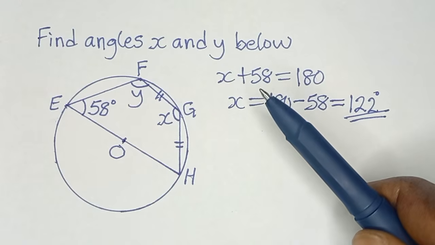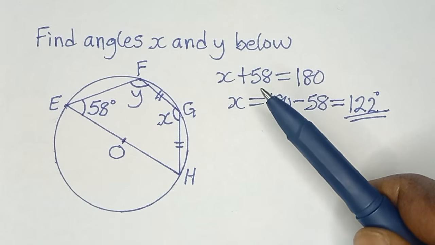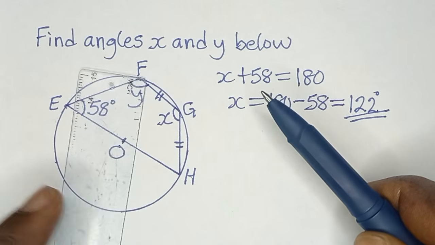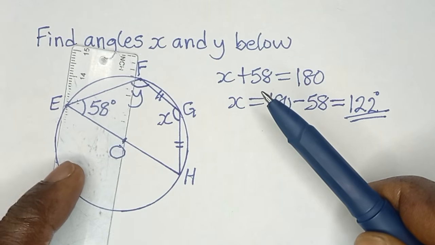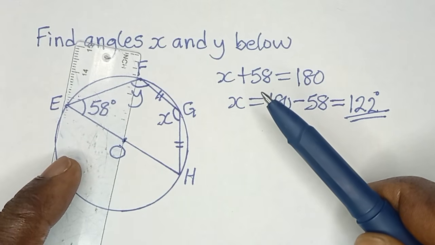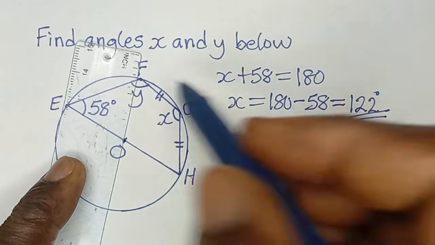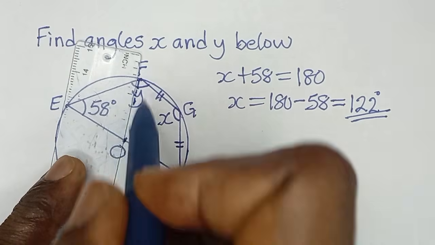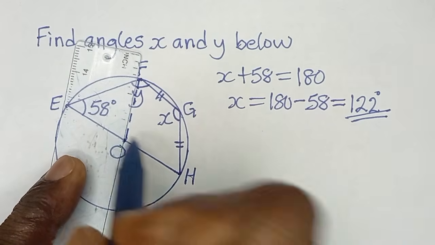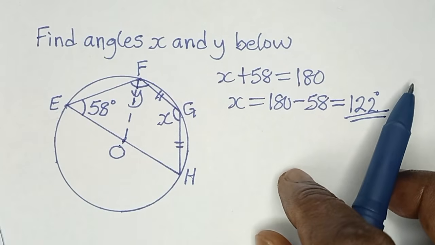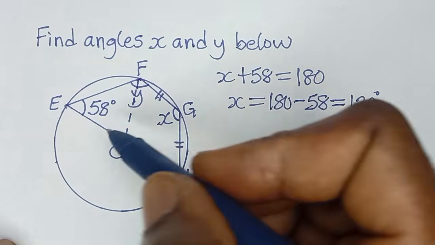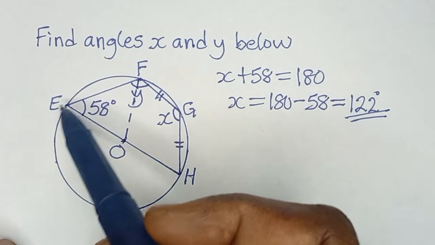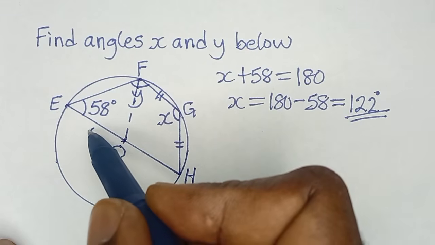In order to solve angle Y, I would like to first of all make a short line here on the diagram so that we can understand what we are doing. So I want to draw a line from the point F to the point O, that's to the center of the circle. So you agree with me that this is an isosceles triangle.